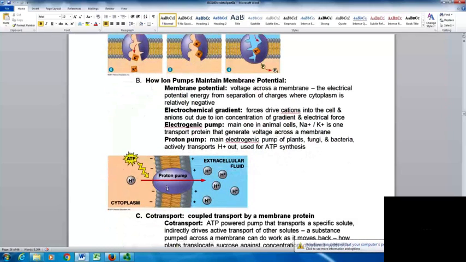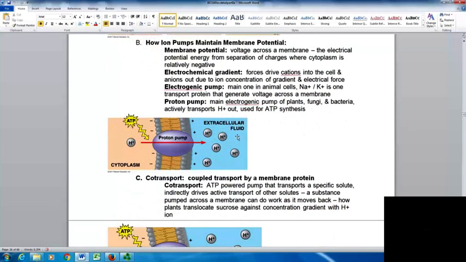Another type we have is a proton pump. This is one of the main electrogenic pumps of plants, fungi, and bacteria, but we also use it in our mitochondria for ATP synthesis. It's actively going to transport hydrogen ions out of the membrane. So this can be used for ATP synthesis. What's going to happen is you will allow these to come back, but in response for allowing them to come back, the cell will require them to put a phosphate on ADP and make ATP again.